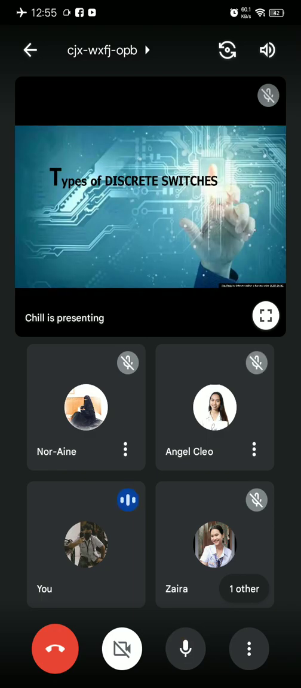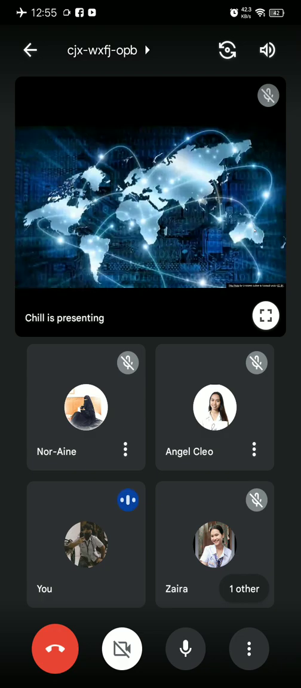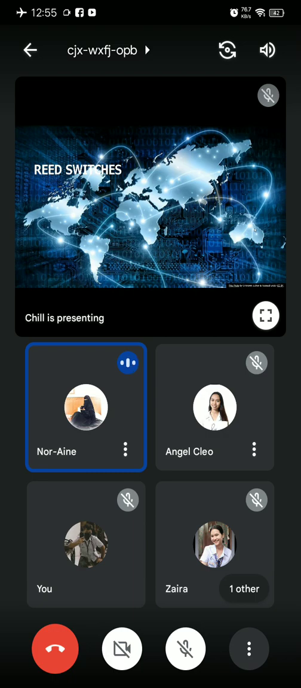Types of discrete switches. First is photoelectric sensor, reed switches, proximity switches, and limit switch. So, first is reed switches.